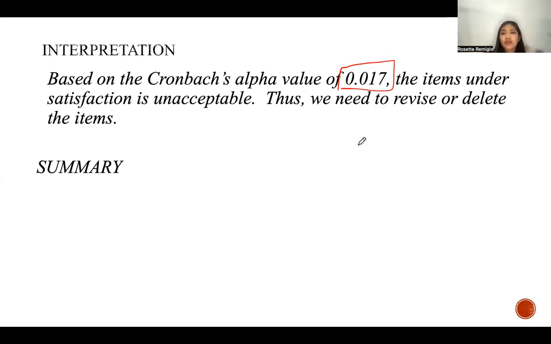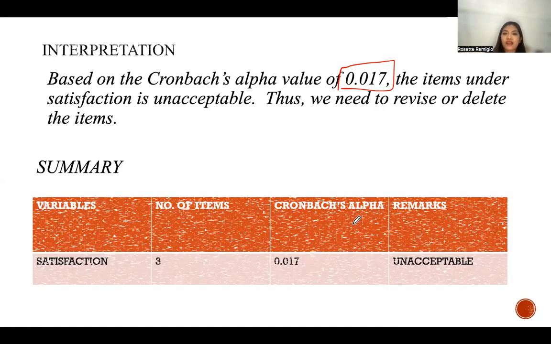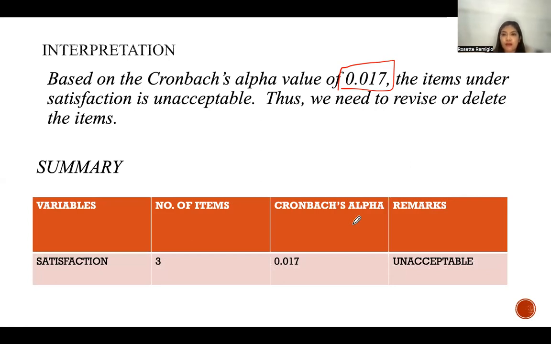So ang kailangan nyo lang naman is to make a table, no? So again, sa table, ang gagawin nyo lang is you need to make this one: the variables, number of items, the value of the Cronbach's alpha, and the remarks, whether to accept or not, kung saan man siya papatak dun sa ating satisfaction. Okay, so variables, of course, ang ating variable is satisfaction. So number of items is 3, and the value of Cronbach's alpha is 0.017.